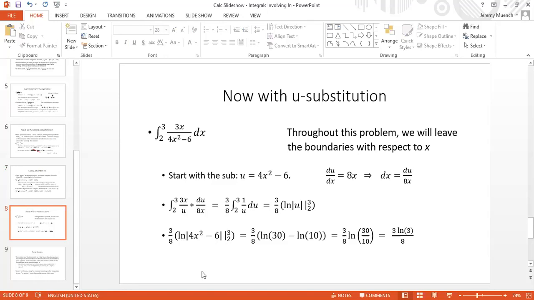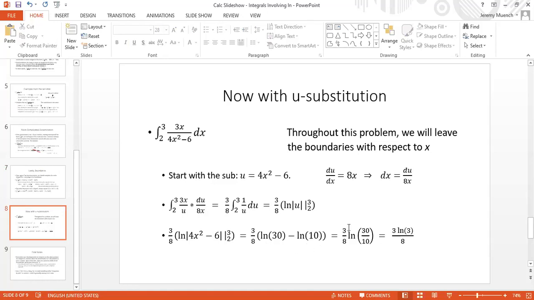We get 3/8 ln of the absolute value of 4x squared minus 6 from 2 to 3. Here, the absolute value is unnecessary because all the values we care about are going to be greater than 0. So you'll see me drop that here. 3/8, plug in 3, we get 36 minus 6 is 30. Plug in 2, we get 16 minus 6 is 10. So ln 30 minus ln 10.